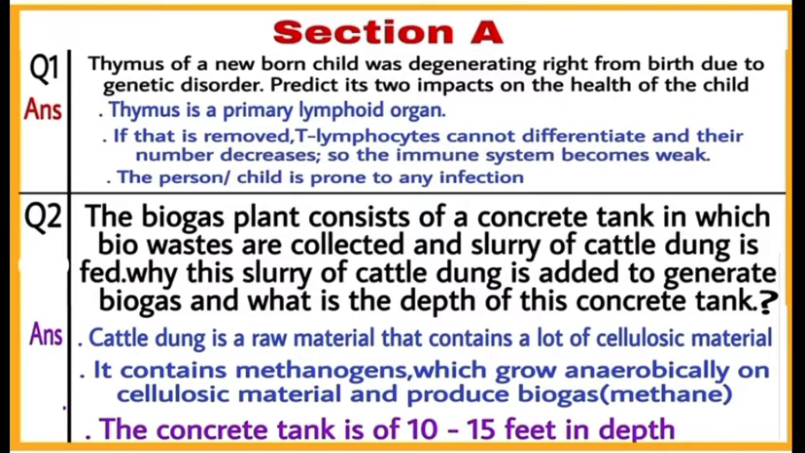Question number 2. The biogas plant consists of a concrete tank in which biowaste are collected and slurry of cattle dung is fed. Why this slurry of cattle dung is added to generate biogas, and also write what is the depth of this concrete tank.